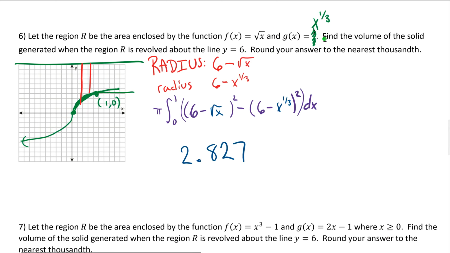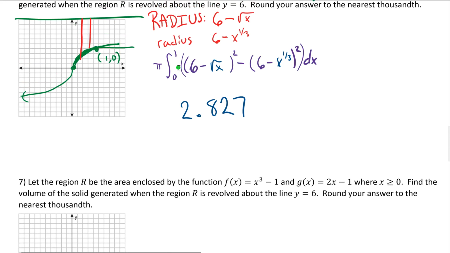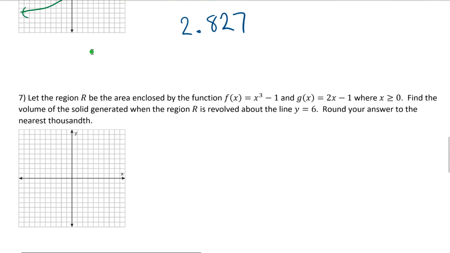All right, fixing all of that gave me an answer of 2.827. Holy cow, that was a tricky one. Those graphs, you got to graph them. A lot of the graphs I'll just give to you, but not all of them. So you need to be able to recognize which one's on top and which one's on bottom. Don't do what I did and just graph whatever you feel like.